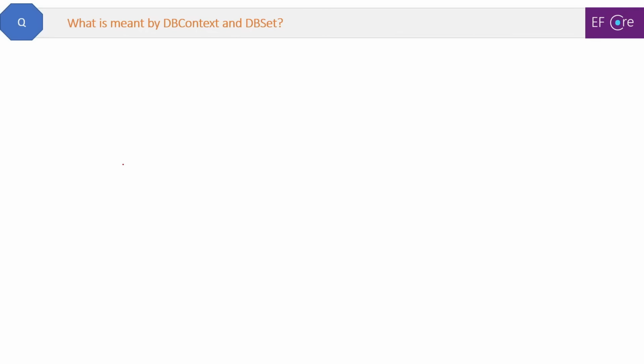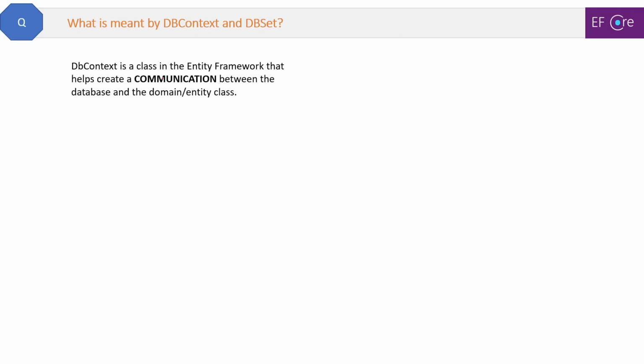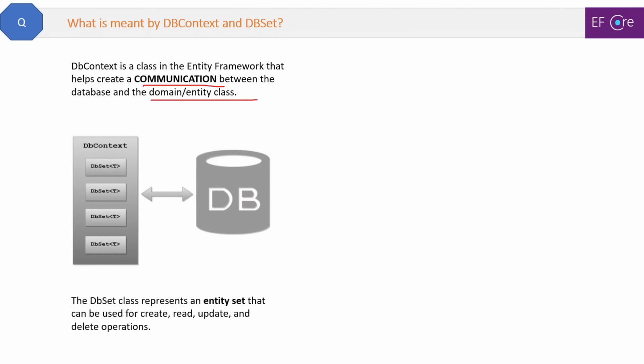What is meant by DB context and DB set? DB context is a class in the Entity Framework that helps in creating communication between the database and the domain classes. See the diagram here. Now the database is linked with the DB context.